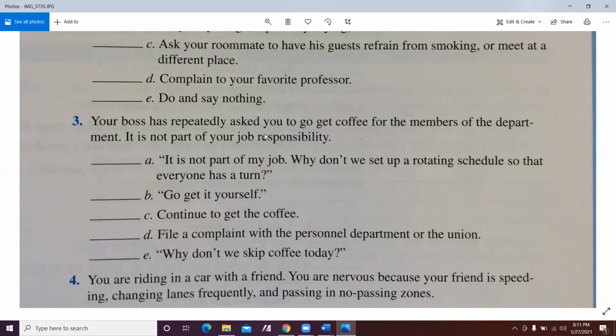There may be another person listening to me. If that person faces this type of thing, then for the first time, the person does this. For the second time, the person does this. For the third time, the person uses this one, takes this action. That is assertive.